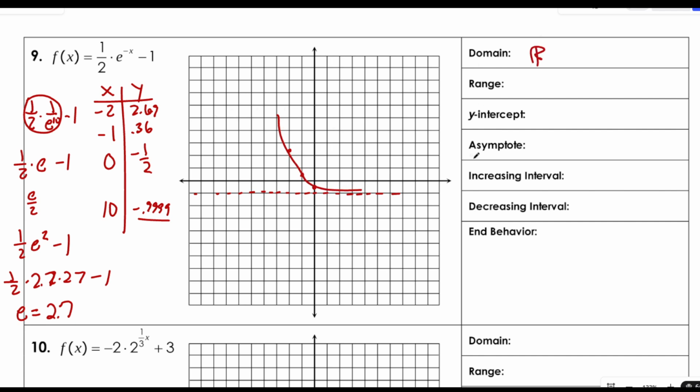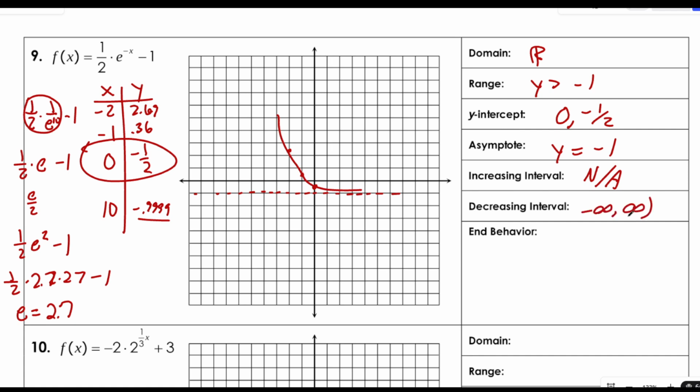Domain, all reals, exists everywhere. The range is y is greater than negative 1. The y-intercept, 0, negative 1/2. Asymptote y equals negative 1. It's increasing nowhere because it's always going down. As x goes to the left, y is going up. As it goes to the right side, y is going to negative 1.